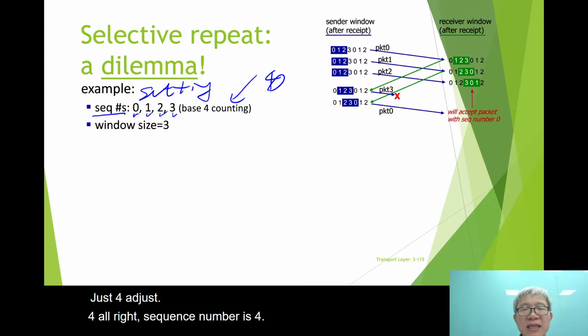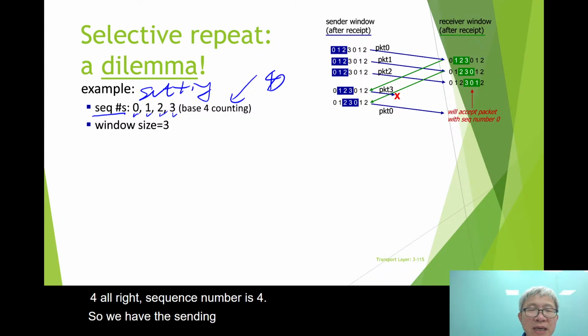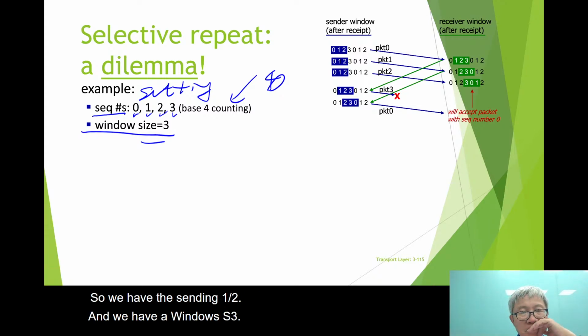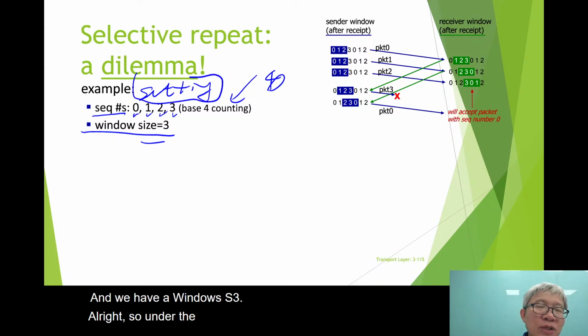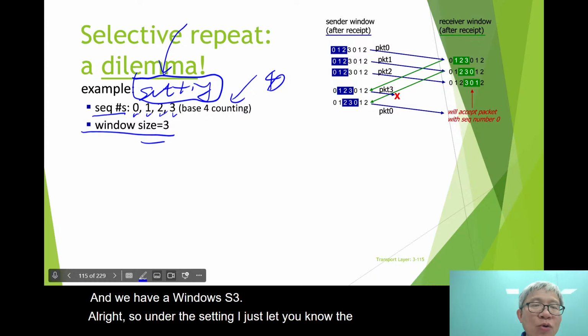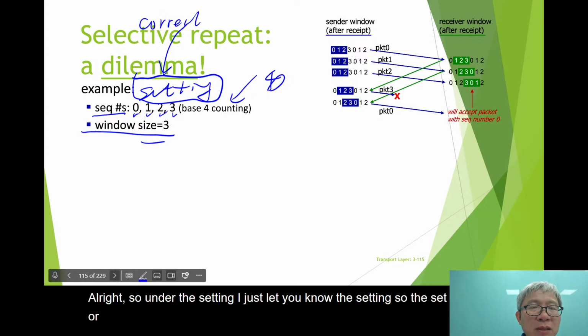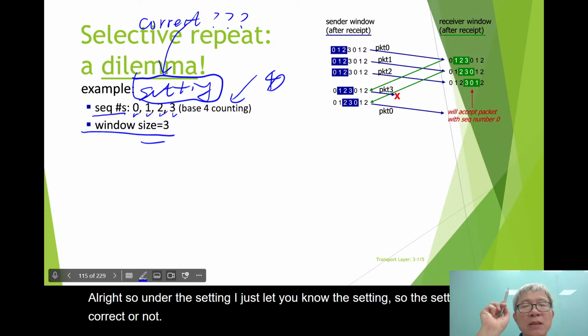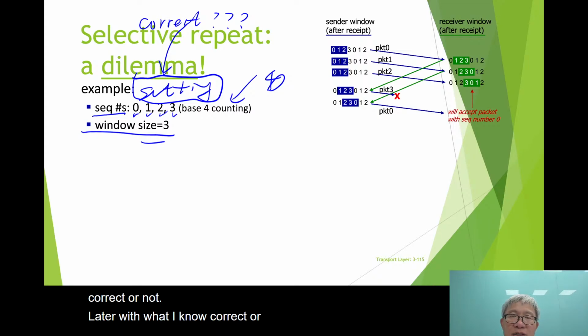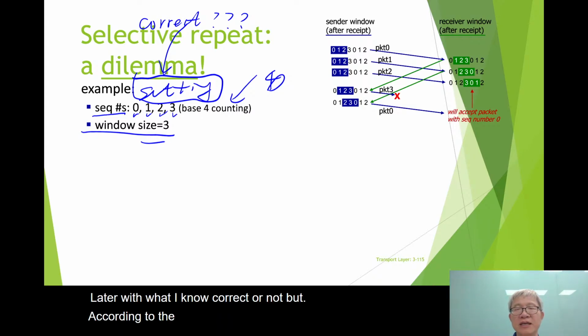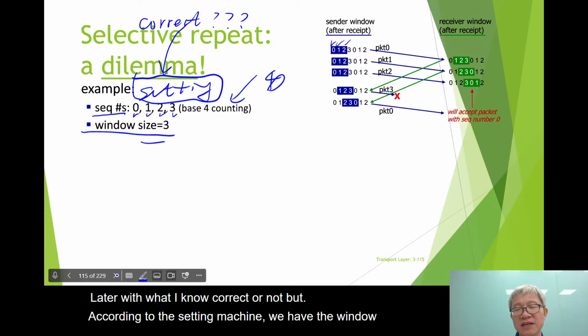So we have sending 0, 1, 2, and we have a window size of 3. Alright, under this setting, I just let you know the setting. As for the setting, whether it is correct or not, later we will let you know. But according to the setting, assume we have window 3, so 0, 1, 2. So first situation, or first scenario.